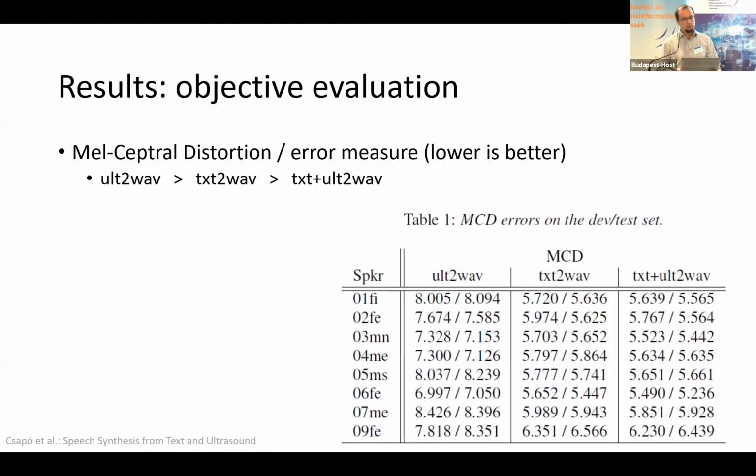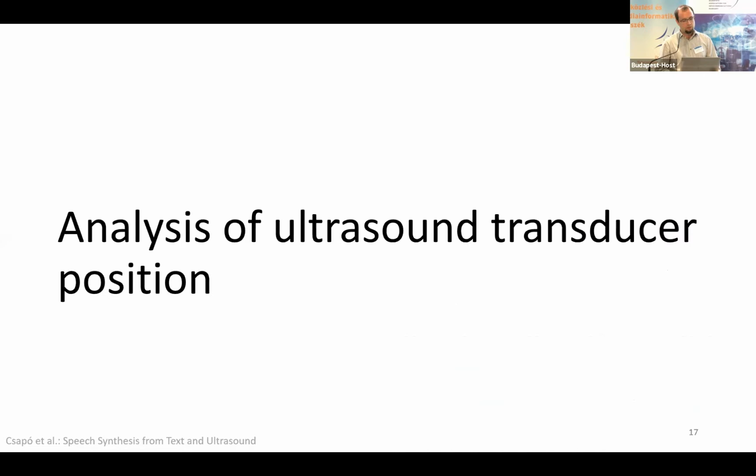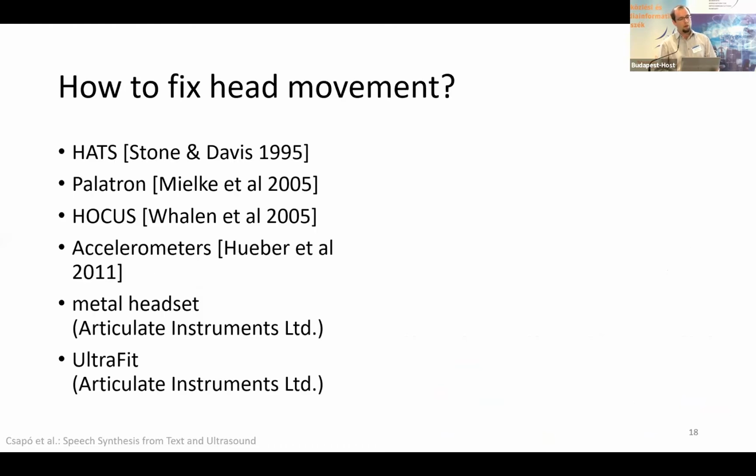The problem is that when we check the spectral distortions, we found that there are very strong speaker differences, and we couldn't really figure out what the reason for that could be. But in a previous study at the last Interspeech, we found that the transducer positioning has a very strong effect on these recordings. So for this, I will tell a few words about how this data is recorded.